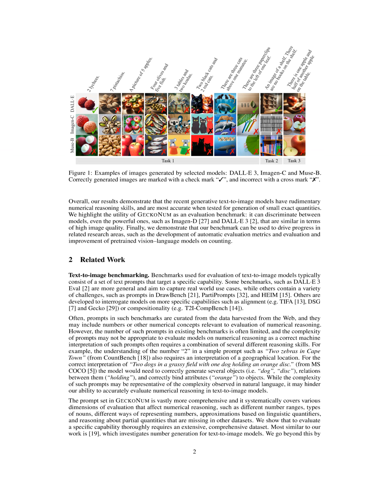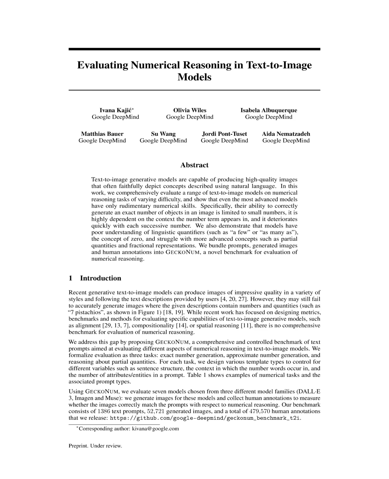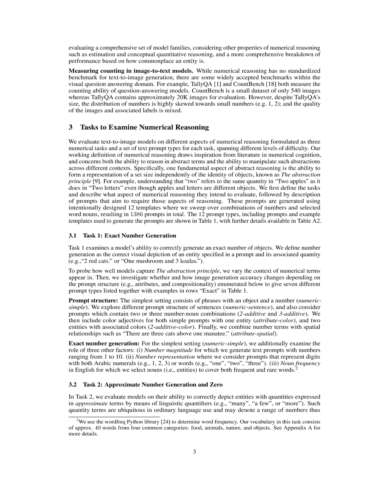The paper highlights that existing benchmarks lack a comprehensive evaluation of numerical reasoning due to limited prompts with numbers and numerical concepts. GECKONUM addresses this gap by offering a vast dataset covering various dimensions of numerical reasoning, such as different number ranges, types of nouns, representations of numbers, linguistic quantifiers, and reasoning about partial quantities. This thorough evaluation allows for a more accurate assessment of a model's numerical reasoning capabilities across different aspects, including exact number generation, approximate number generation, and conceptual quantitative reasoning.